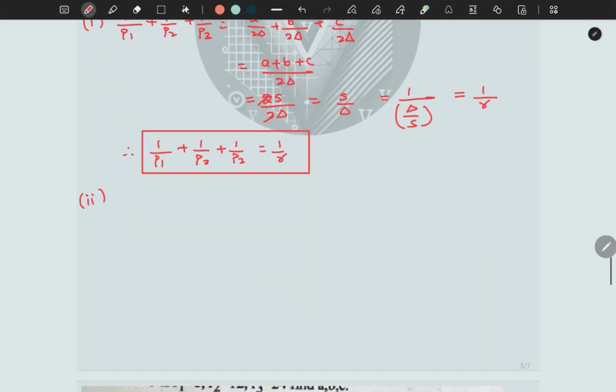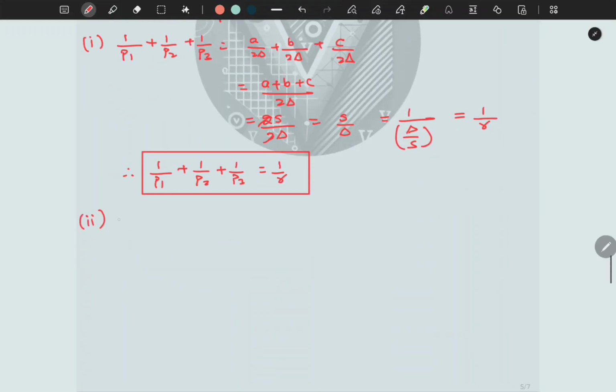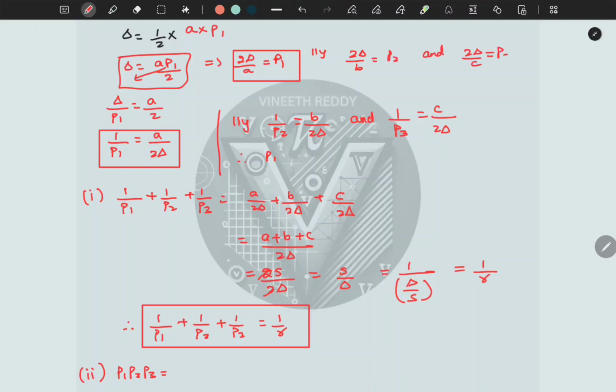Now the next step is, what is he asking? The next step is the product of the altitudes, P1 P2 P3. Now if 1 by P1 is a by 2 delta, from here can we say P1 is 2 delta by a? Can we write this? Yes. Similarly 2 delta by b is equal to P2 and 2 delta by c is equal to P3.